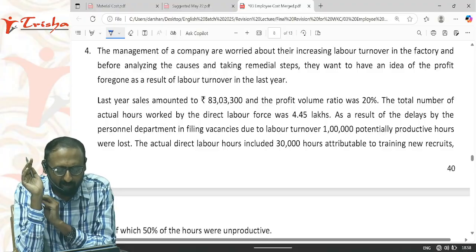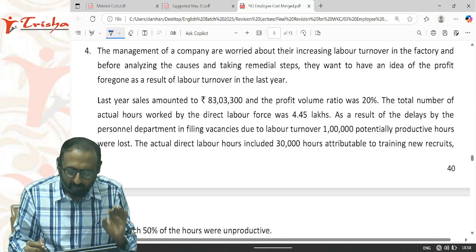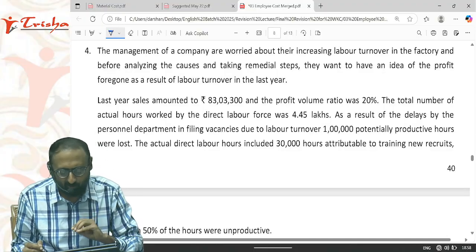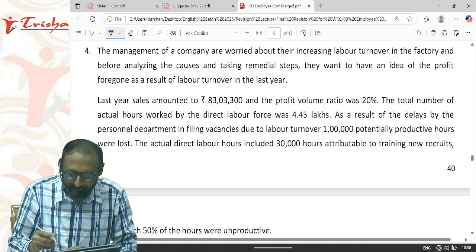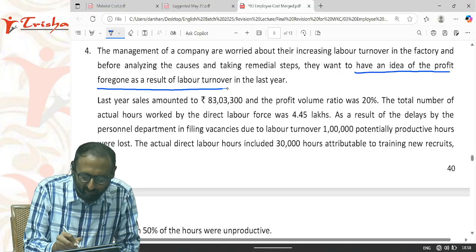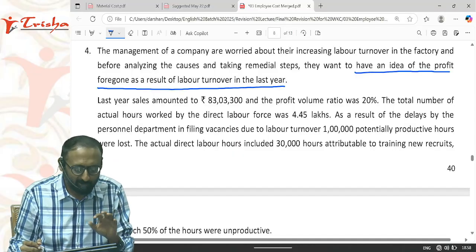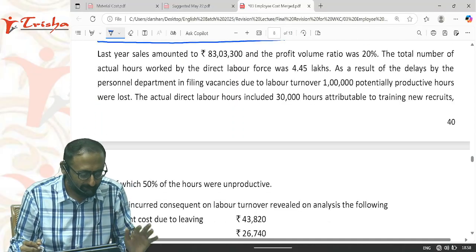Management of the company are worried about their increasing labor turnover in the factory, and before analyzing the causes and taking remedial steps, they want to have an idea of the profit forgone as a result of labor turnover last year. How much loss to the company because of that labor turnover we'll have to calculate.